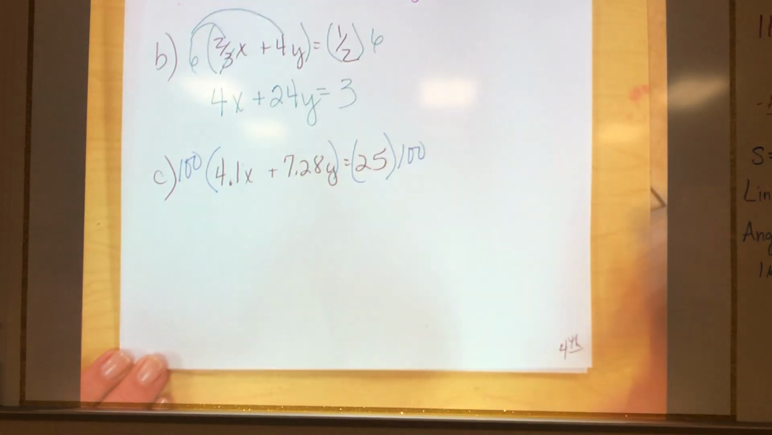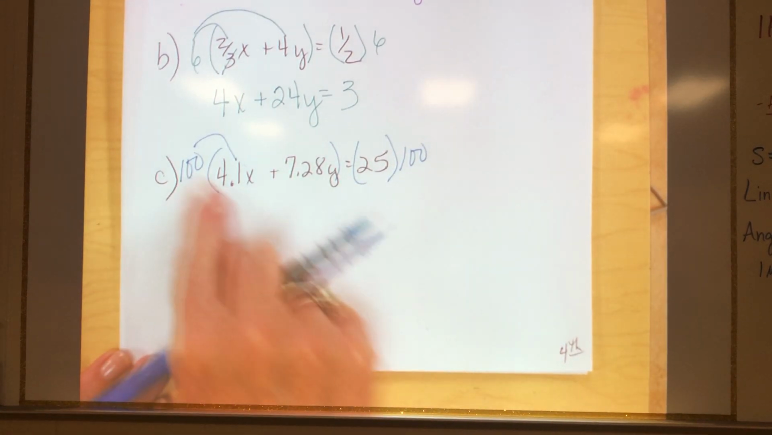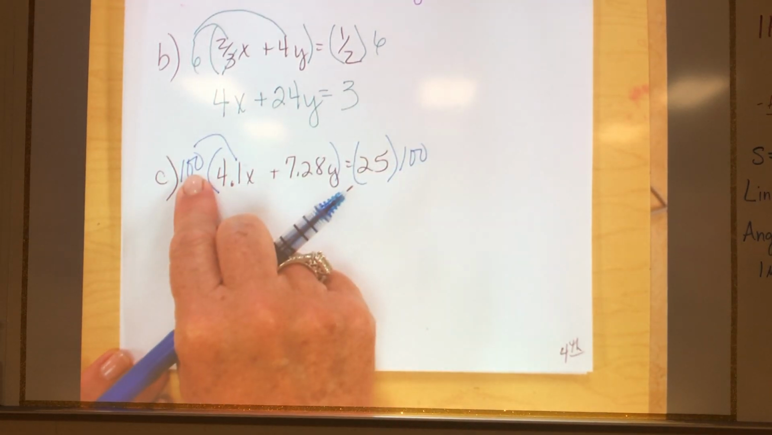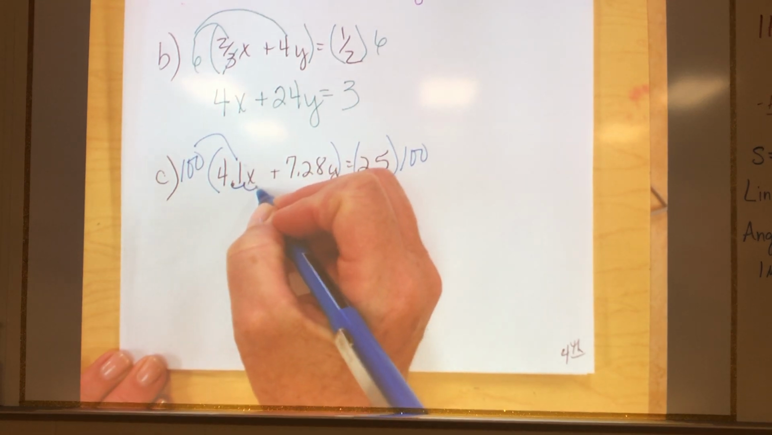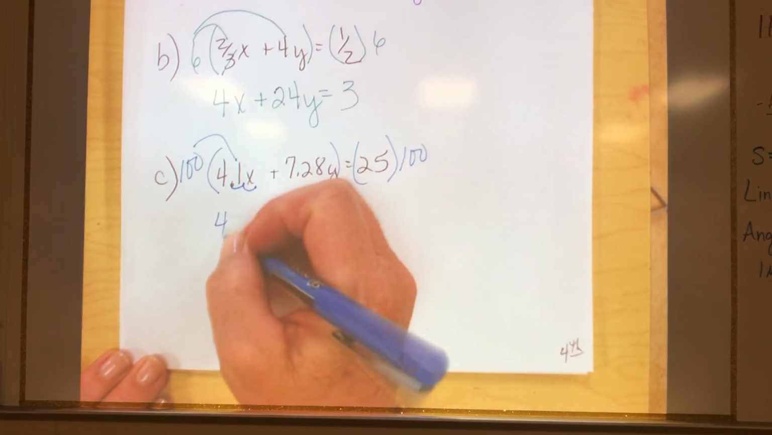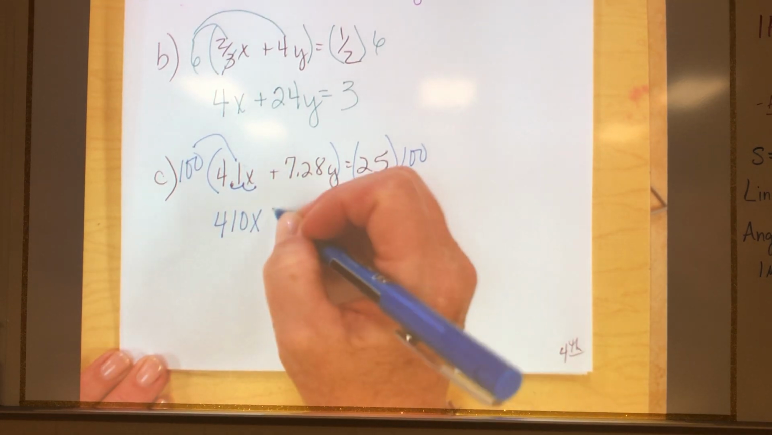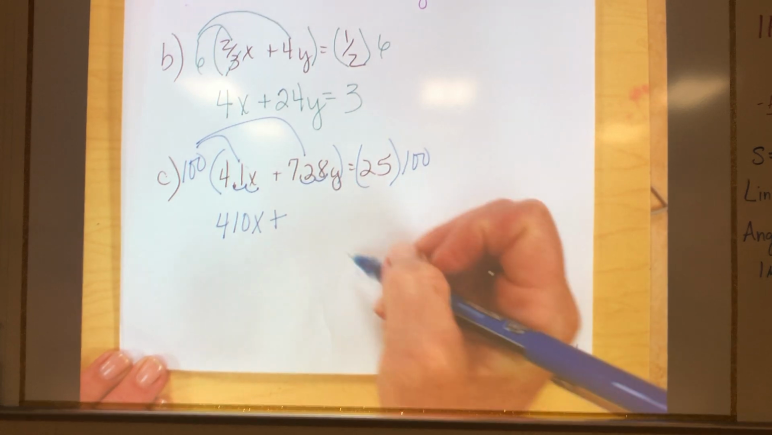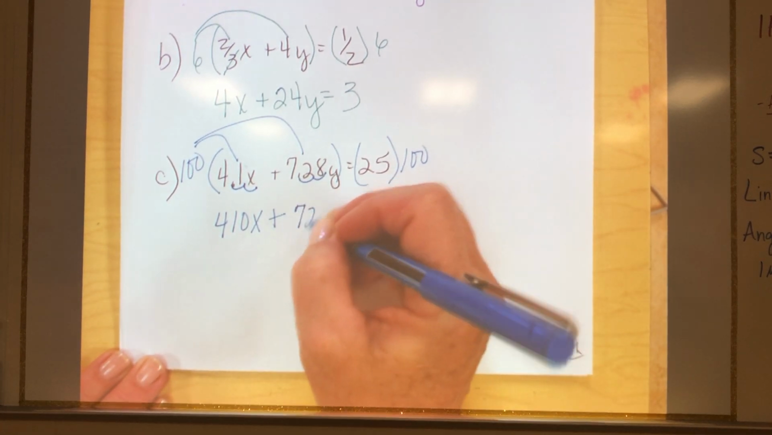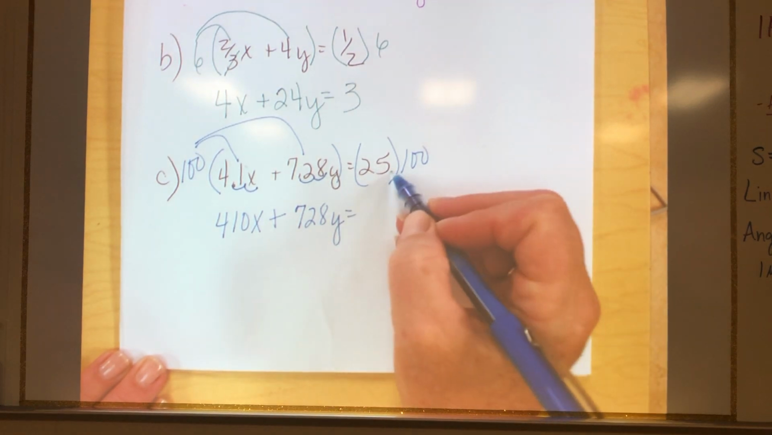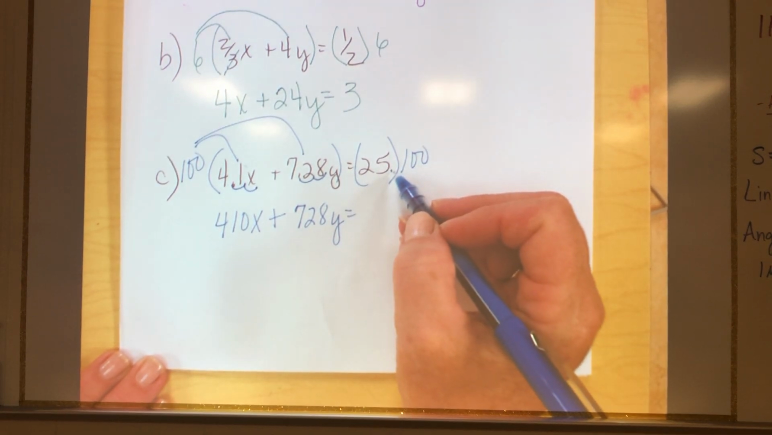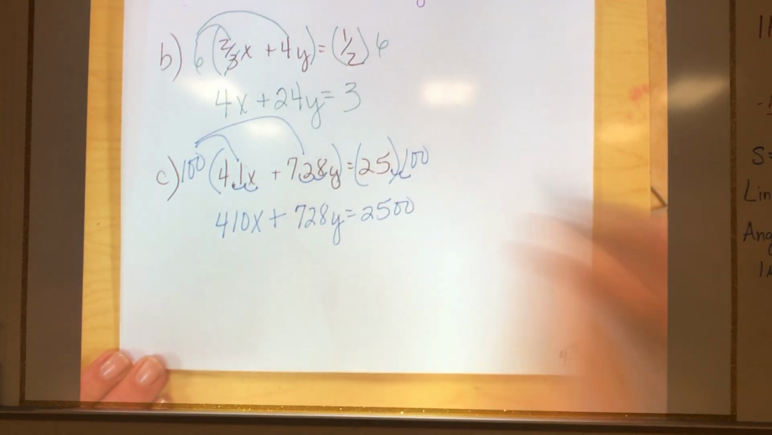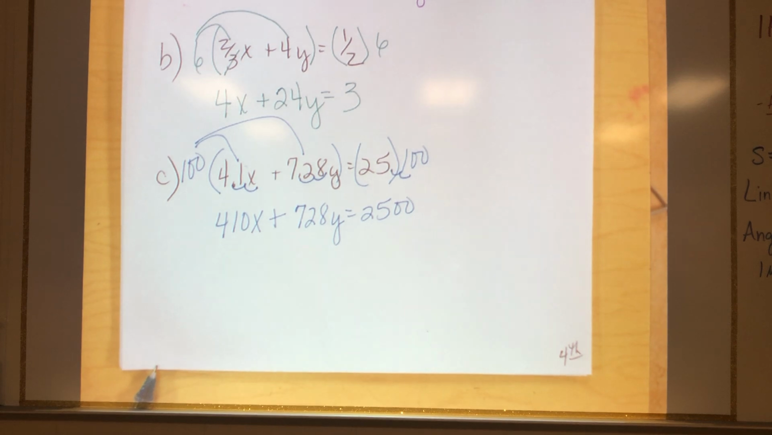Yeah, everybody does. So when I multiply this guy by 100, people, you just move your decimal point 2 places because of those 2 zeros to the right. 1, 2. And what does the number become? 410x plus, when I multiply this guy by 100, 2 places to the right, what does he become? 728. Perfect. Is equal to? Y'all, this guy's decimal point is at the very end. You move it 2 places, you just add 2 zeros. 2,500. All right, anybody got a question?